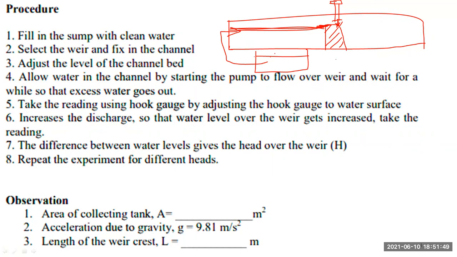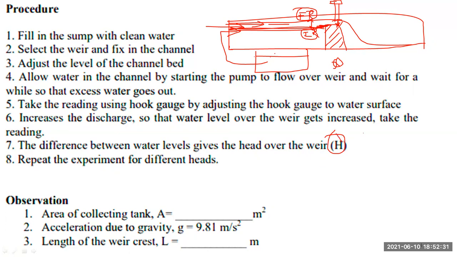After that you increase the discharge, so more water will flow over the weir, and there is an increase in the water level. That is your final reading. So the initial reading is till the crest level, and the final reading is after increasing the discharge. The difference between the initial and final readings gives you the head over the weir, that is capital H.